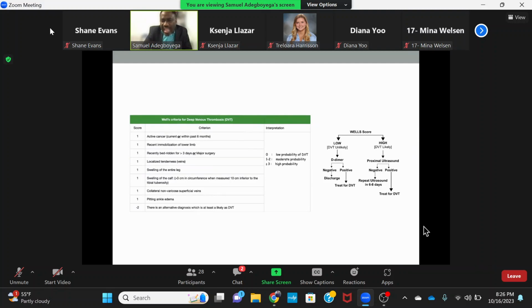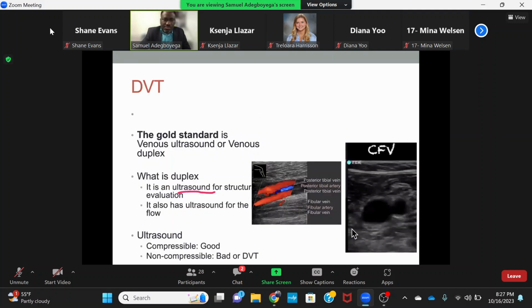So with D-dimers, if your D-dimer is negative, you don't have DVT. It's impossible. You just don't. But if your D-dimer is positive, it does not rule in DVT. It could be anything else. It could be pregnancy. It could be cancer, right? So just because you have a positive D-dimer doesn't mean you have a DVT. But if you have a negative D-dimer, you do not have a DVT. And if your D-dimer is positive, then the next thing you have to do is an ultrasound. Very important.